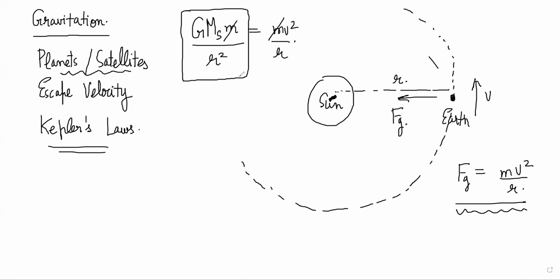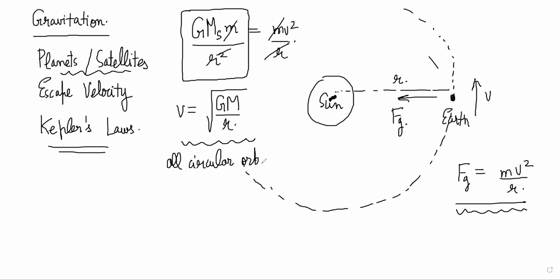So from here, we can easily figure out that the speed of the Earth in a circular orbit is root over G capital M by small r. This equation is valid for all circular orbits. Even if it's a satellite going around the Earth, what matters for the speed of the satellite is the mass of the Earth and the radius of the orbit, not the mass of the satellite. If you have a different mass satellite, it will also go at the same speed if the orbital radius is the same and the mass at the center is the same.